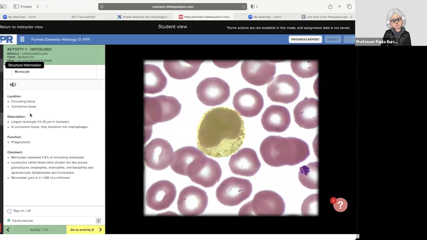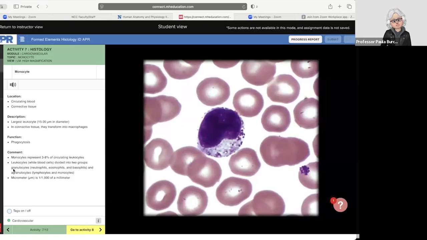Let's look at the information here. It's going to tell you that they are phagocytic cells. As a matter of fact, when they leave the blood vessel, they are known as macrophages, and macro means large. A phagocytic cell, phage means it's eating something else. So these are going to be your macrophages once they leave the blood. So go ahead and read this information. You see their numbers increase when you have a chronic infection.